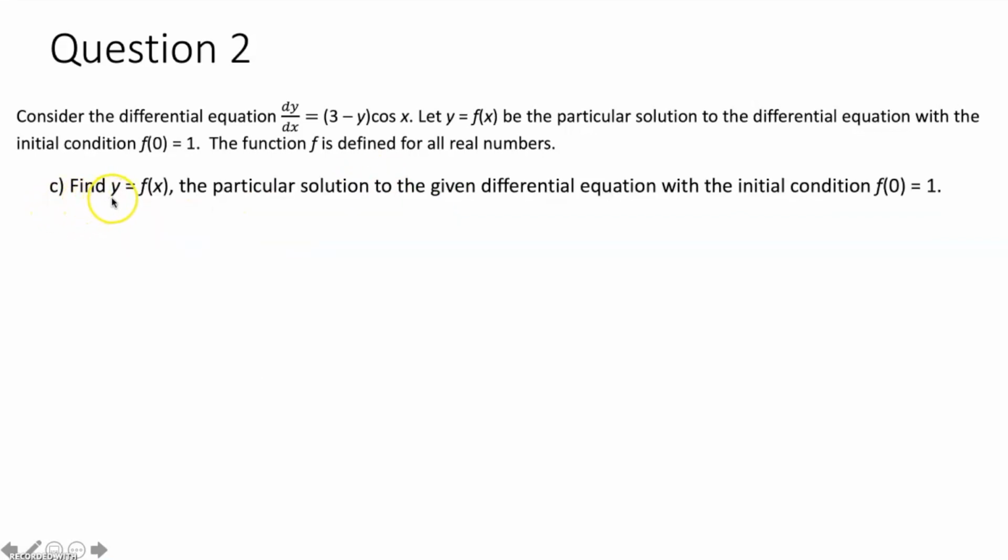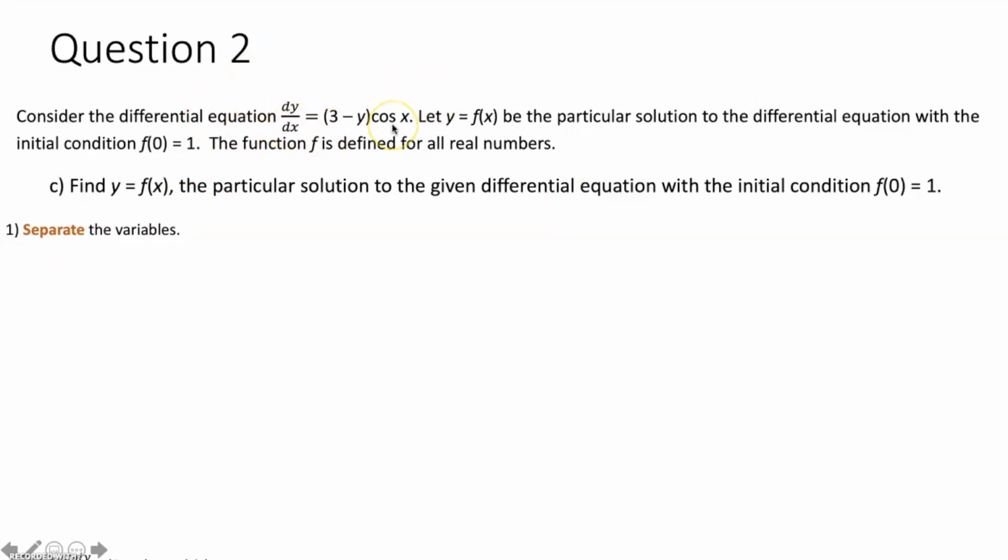Now part C says find y equals f of x, the particular solution to the given differential equation with the initial condition f of 0 is equal to 1. So now we're here. We are going to find the particular solution to this given differential equation that passes through this point. So we go through our steps. The first step is to separate the variables. So we need to make sure we get all the x's to one side, all the y's to the other side. So we start with this dx.